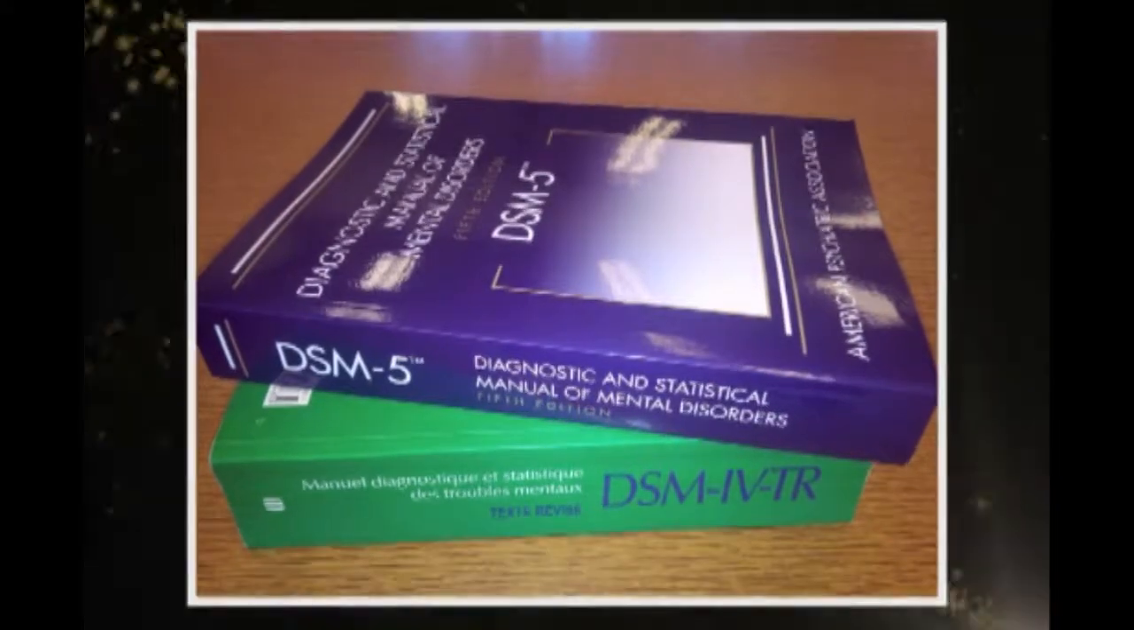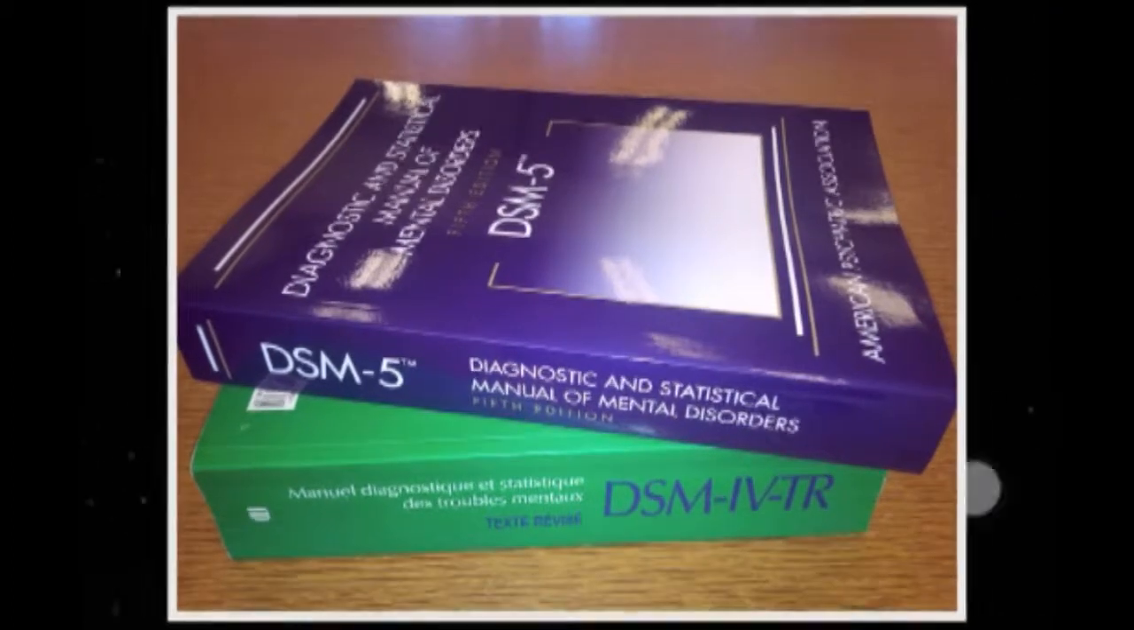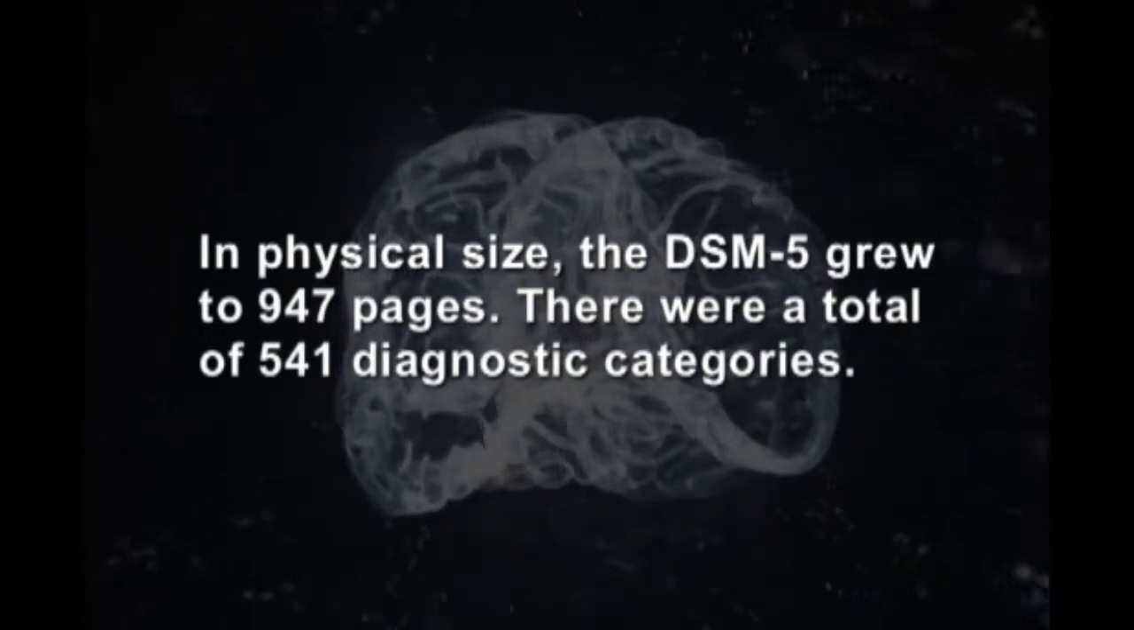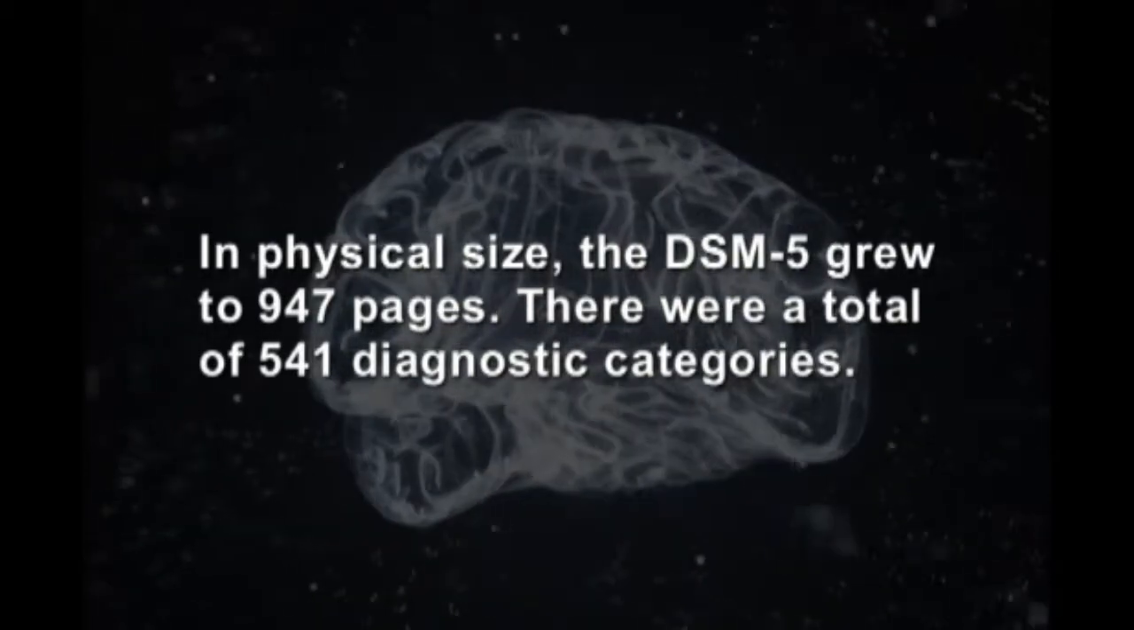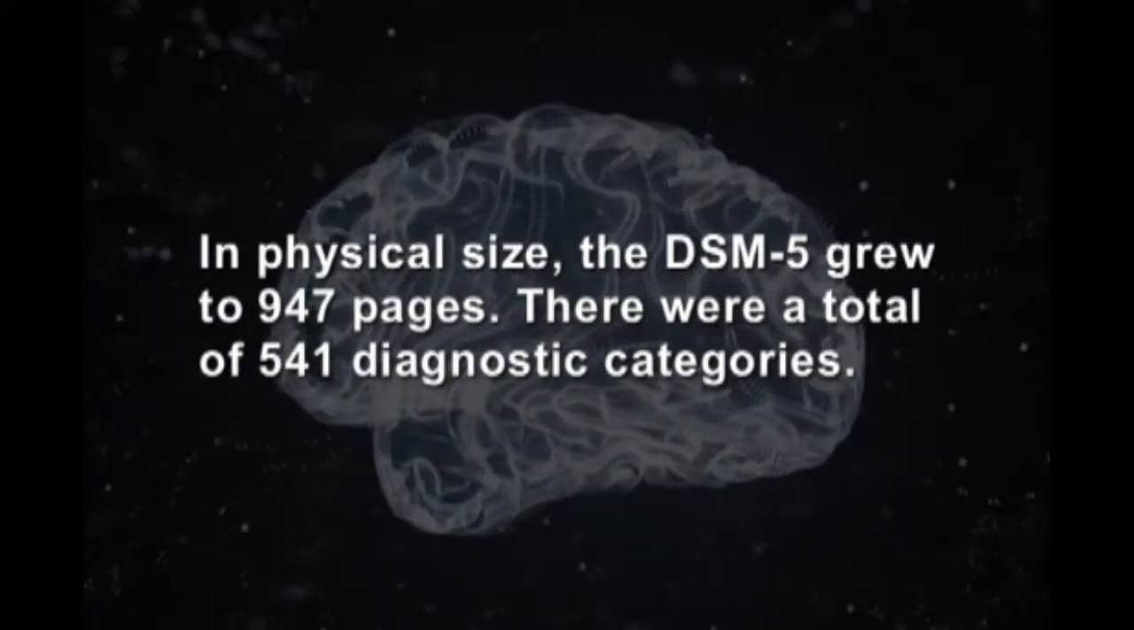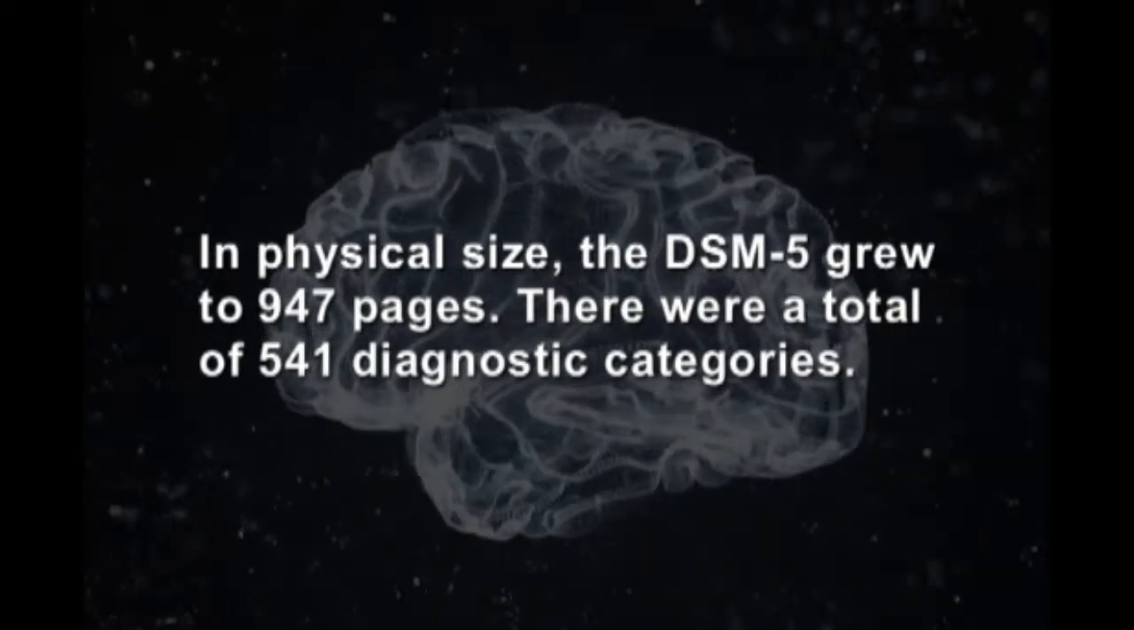Now the fresh version, the latest version, is DSM-5. It was published on May 18th, 2013. A significant change in this fifth version of DSM is the deletion of the subtypes of schizophrenia. The deletion of the subsets of autistic spectrum disorder was also implemented, and specifiers with regard to intensity, that is in terms of mild, moderate and severe, have been used. In physical size, this DSM-5 grew to 947 pages. There were a total of 541 diagnostic categories.